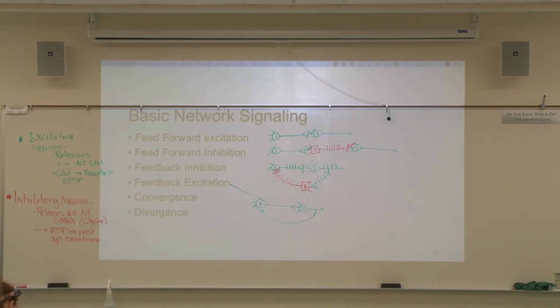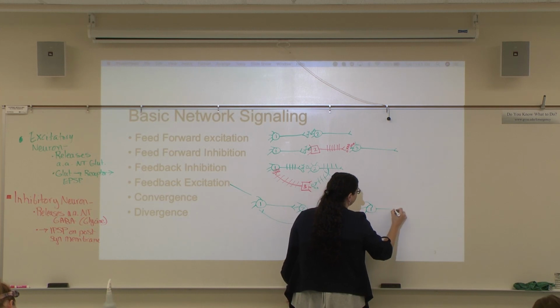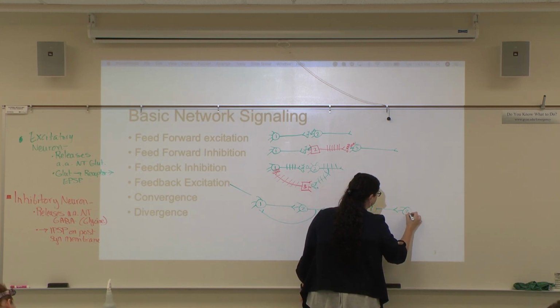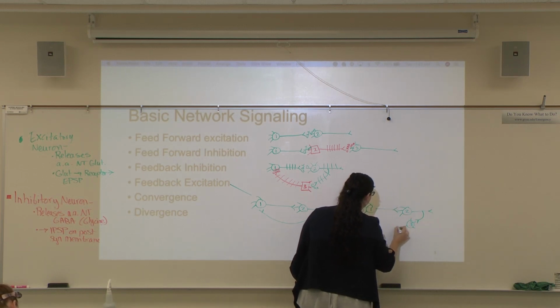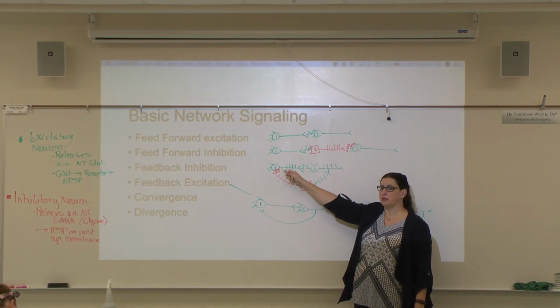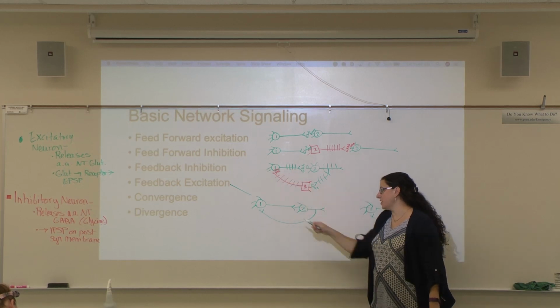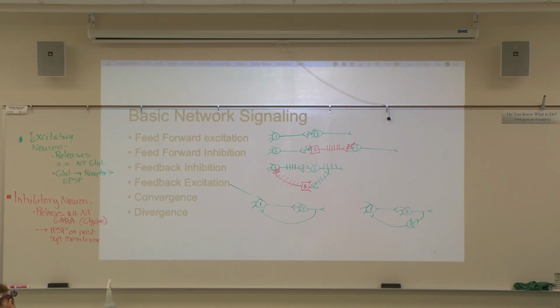And for feedback excitation, you can either do it as just 2 cells. It still would be feedback excitation if you have 3 cells. But the key is that the activity of cell 1 via this feedback circuit influences the activity of cell 1. Okay? So it's feeding back to that initial neuron, to cell 1.